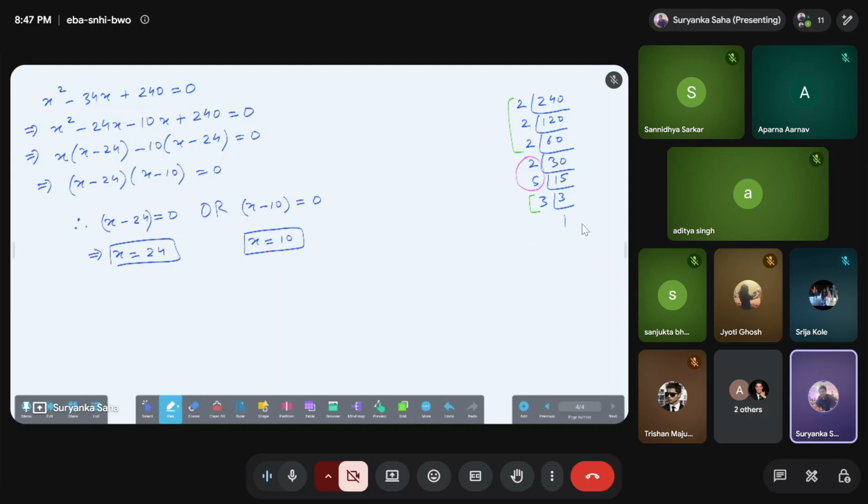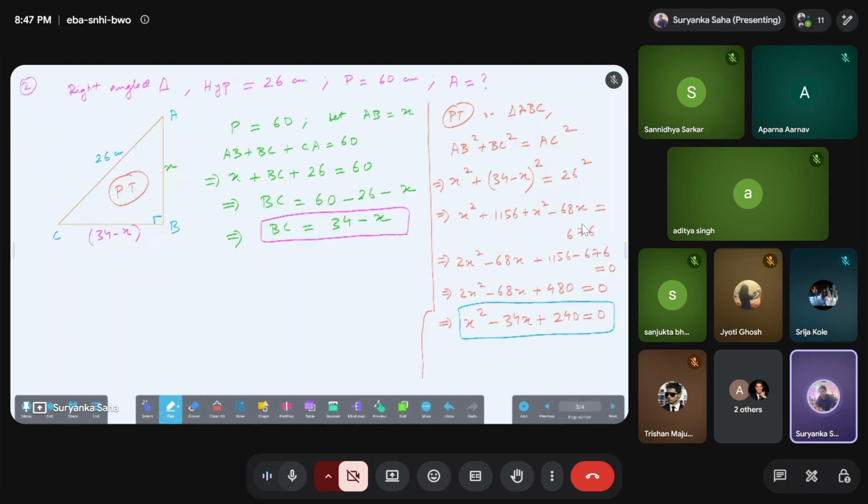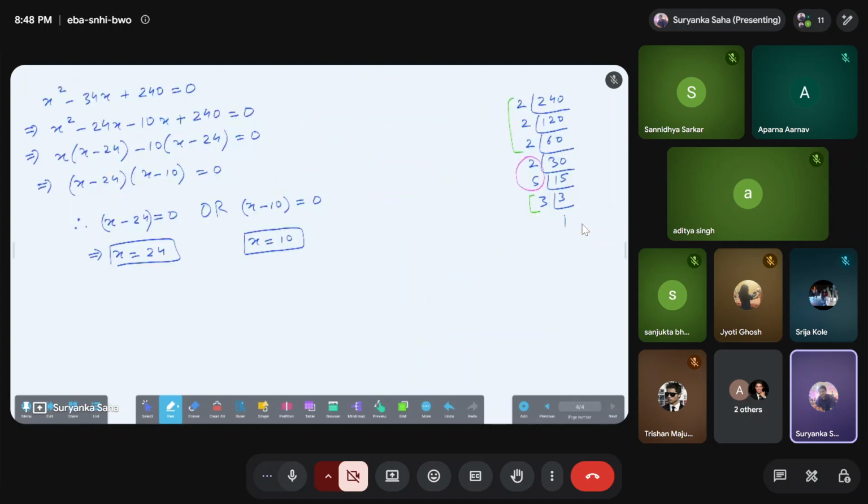Now you will study the first case. When x is 24, then your triangle will look like what? x is 24. So ABC. So BC will be 34 minus x. So let me write it when x equal to 24 in the next page.